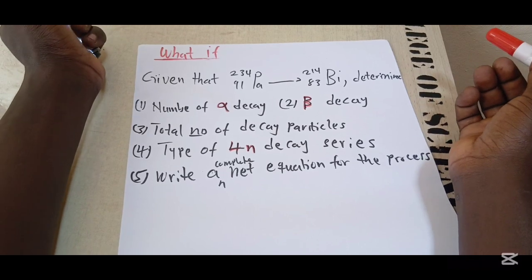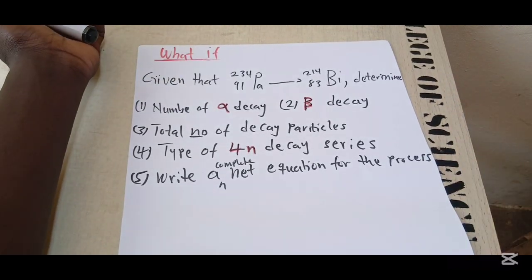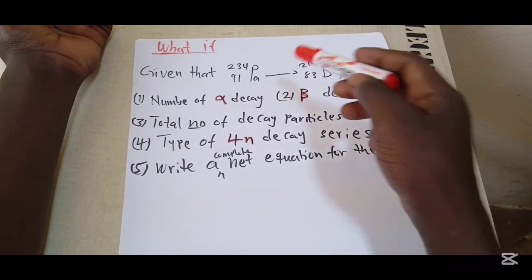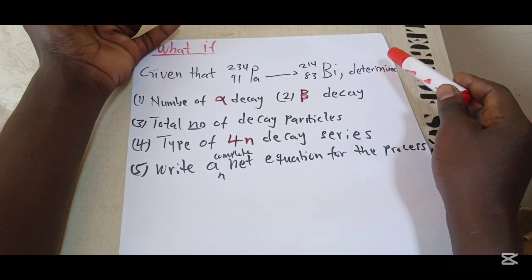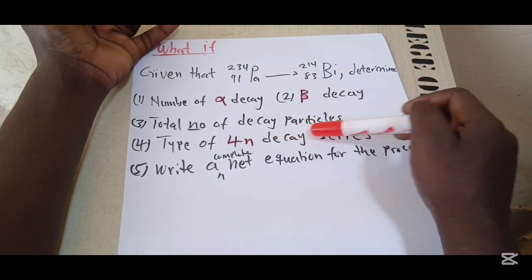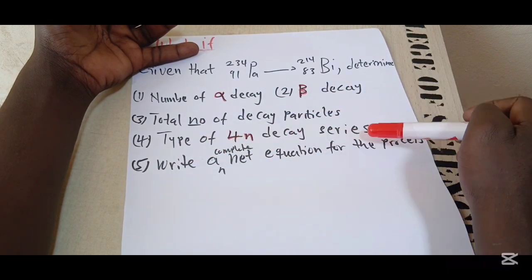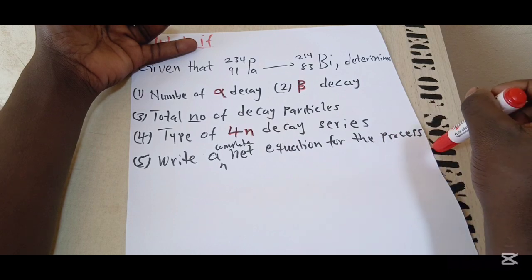To do that, there's a way of detecting that. That is why I started this question about what if. So let's see how to do that. Given that we have protactinium-234, which decays to give 214: determine the number of alpha decays, beta decays, and the total number of decay particles; then 4, the type of 4n decay series; and 5, write the net equation for the process.